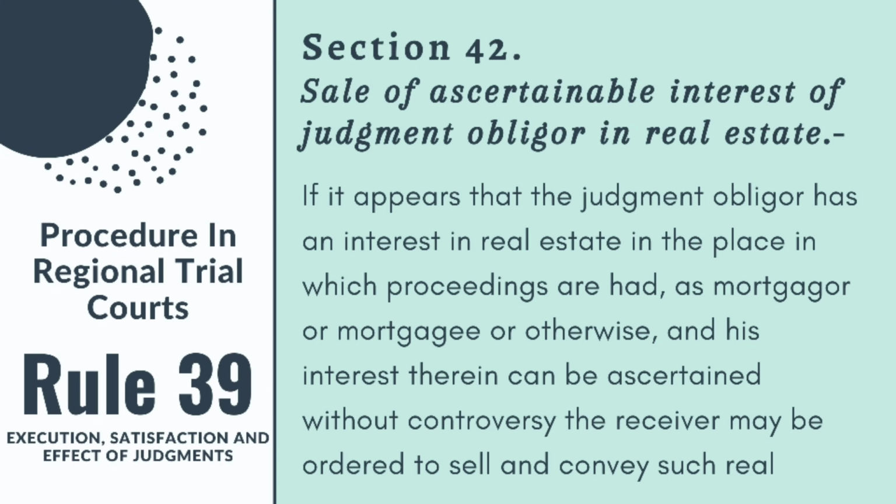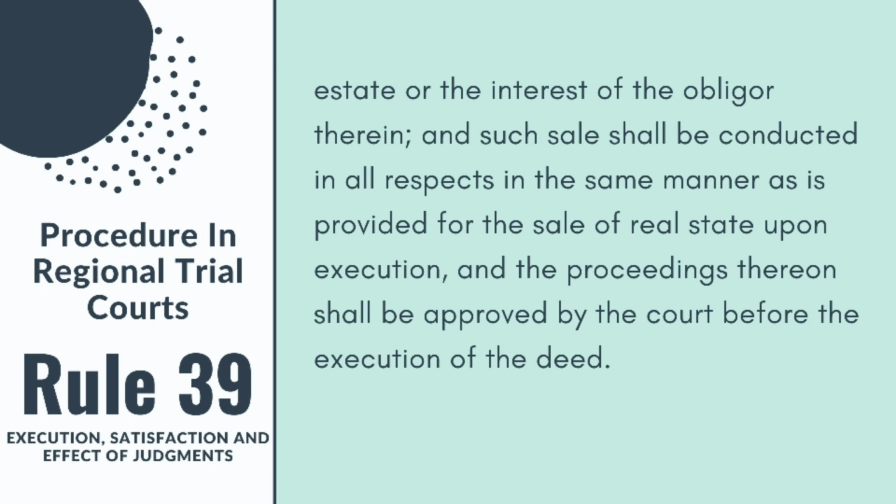Section 42. Sale of ascertainable interest of judgment obligor in real estate. If it appears that the judgment obligor has an interest in real estate, in the place in which proceedings are had, as mortgagor or mortgagee or otherwise, and his interest therein can be ascertained without controversy, the receiver may be ordered to sell and convey such real estate or the interest of the obligor therein, and such sale shall be conducted in all respects in the same manner as is provided for the sale of real estate upon execution, and the proceedings thereon shall be approved by the court before the execution of the deed.